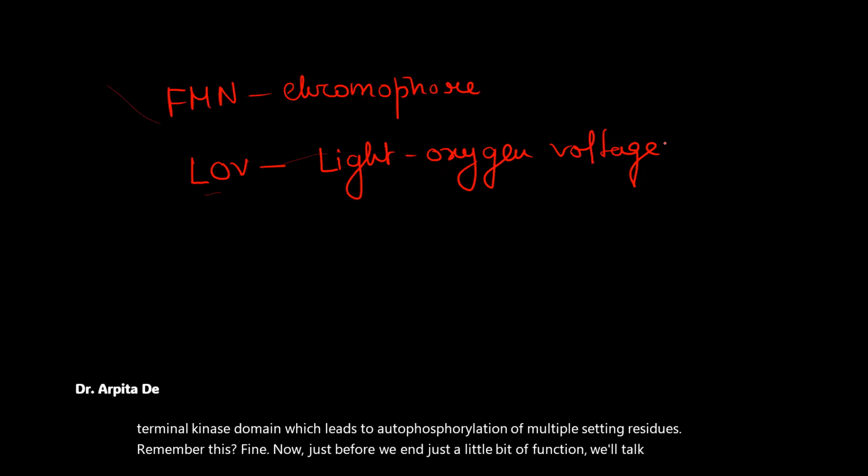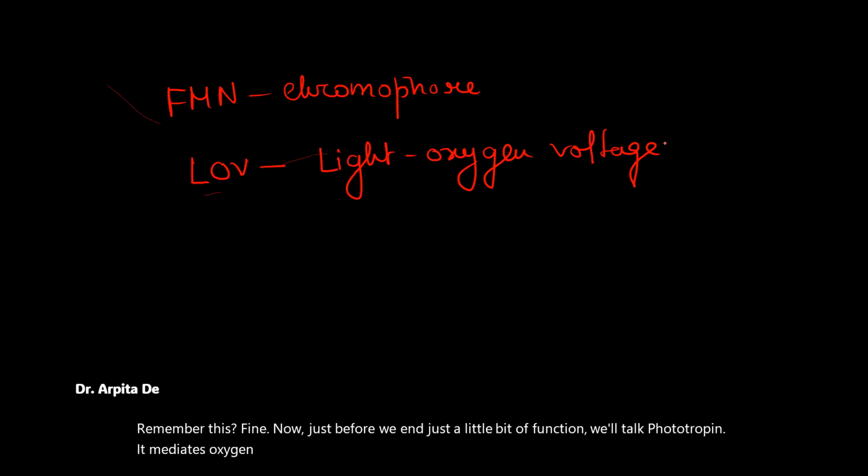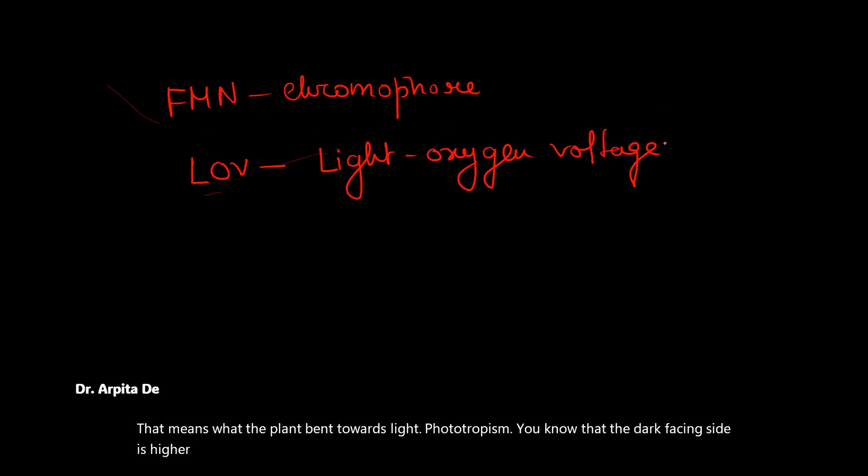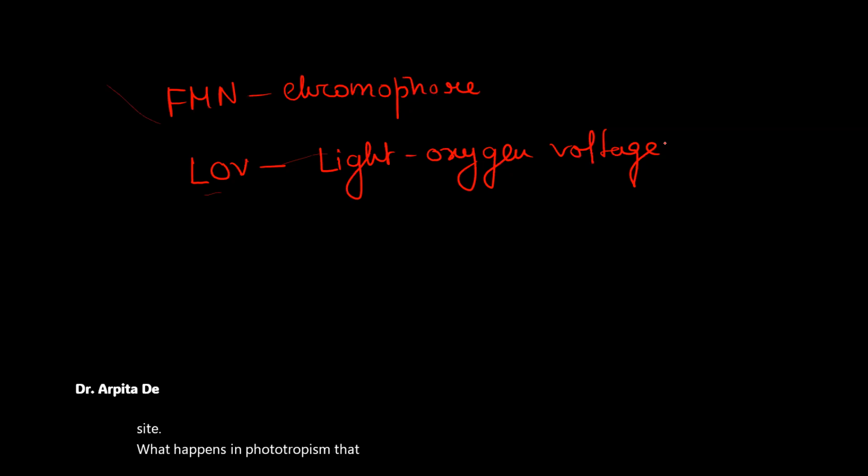Now, just before we end, just a little bit of function we'll talk. Phototropin mediates oxygen gradient change of plant in light. That means the plant bends towards light. Phototropism, you know that. Now, the dark facing side has higher oxygen concentration, which results in rapid cell division and elongation at the darker side. What happens in phototropism? You know that well. And the most important is the chloroplast movement.